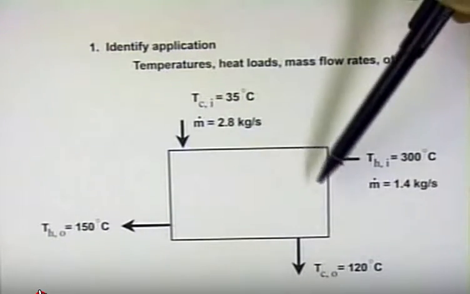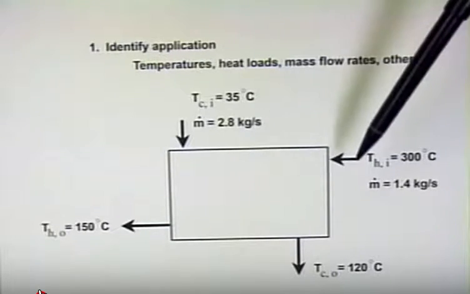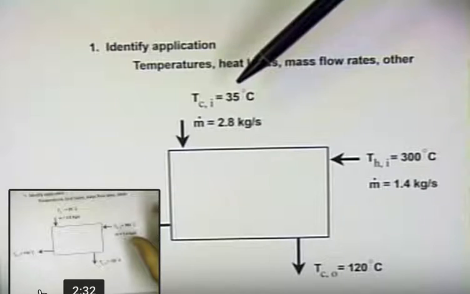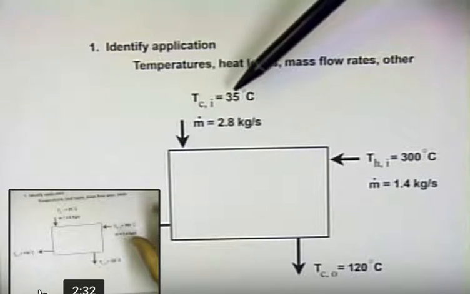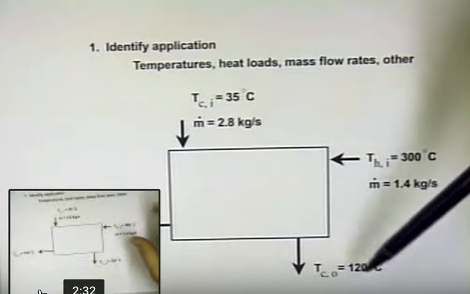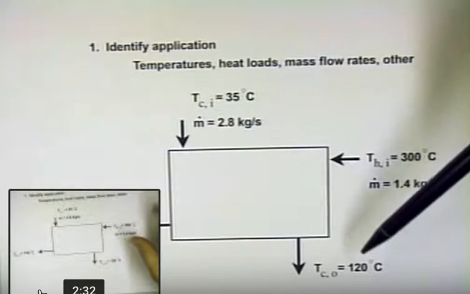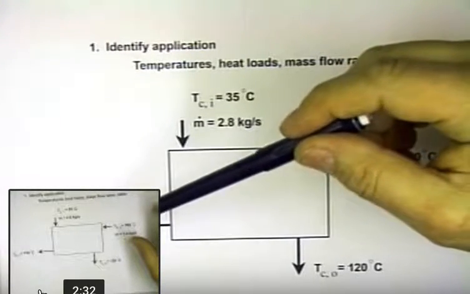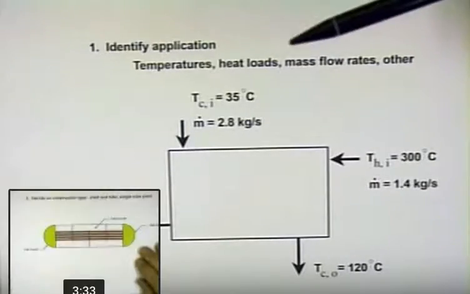In this case, we just have a heat exchanger where we have cold flow coming in, hot flow coming in. And in this particular case, it's been specified for us. The inlet temperature of the cold flow is 35 degrees. The outlet temperature is 120 degrees Celsius. The inlet temperature of the hot flow is 300 degrees Celsius. And the outlet temperature of the hot flow needs to be 150 degrees.